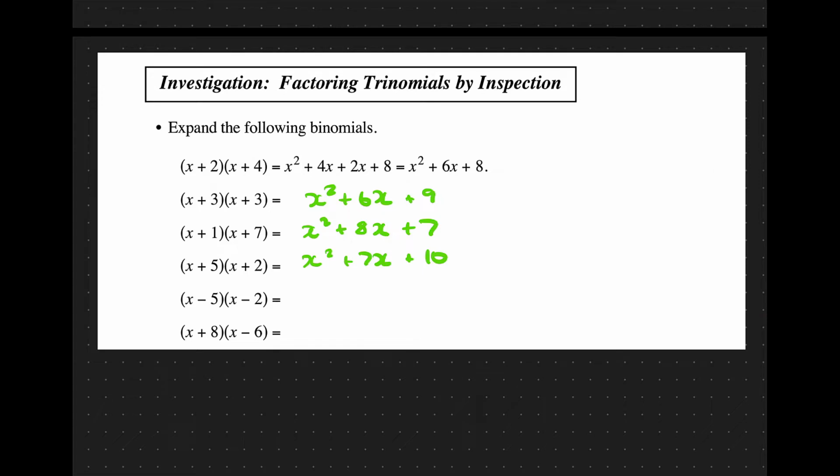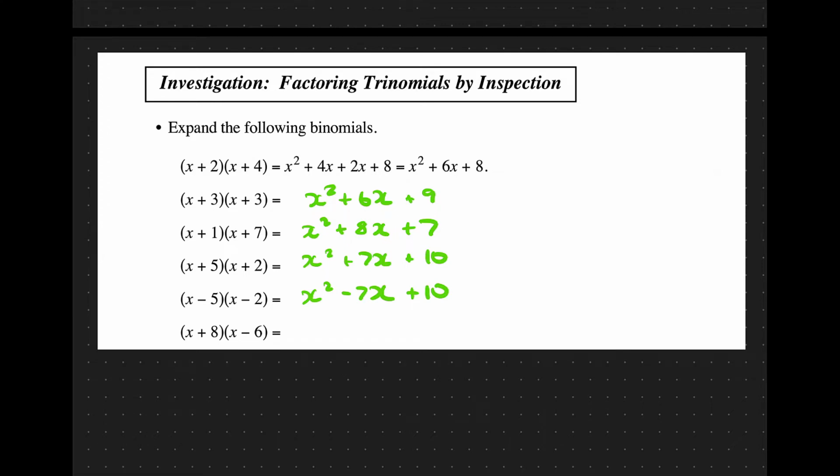Now, with this example right here, we're still going to end up with x squared, okay? And because the signs are the same, so in this case we've got a negative sign and a negative sign, we're still going to add those two numbers together, so it's going to be negative 7x, not positive 7x. And then the last one, it's a negative 5 times a negative 2, which is a positive 10.